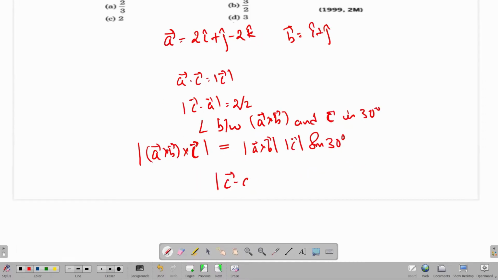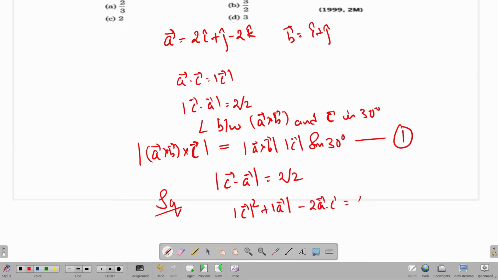Since C minus A, just denote this by equation 1, is 2 root 2. As I told you, squaring is the solution of most of the questions on vectors. Just do squaring here. What I get? Mod C square plus mod A square minus 2A dot C is equal to 8. Now, if A vector is 2i plus j minus 2k, then mod A, since I need mod A here, is what? 2 square plus 1 square minus 2 whole square. So this comes out to be root of 9, or that is 3.